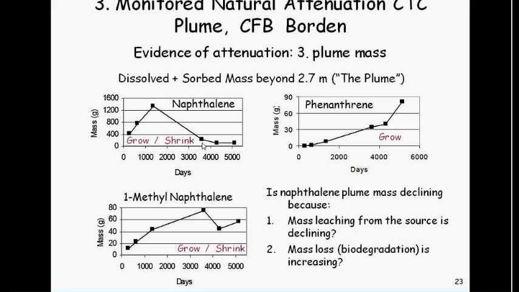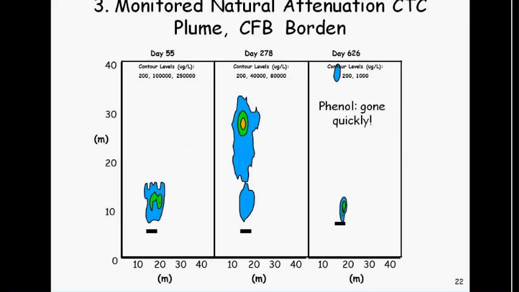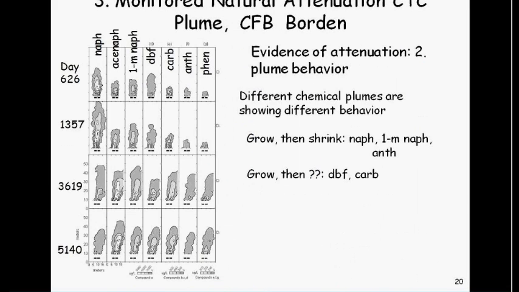So the naphthalene plume, is it declining because the mass leaching from the source is declining? Or is it because it's reactive? Those are really the 2 major ways to affect how much mass is in the plume. Either have less coming in from the source, or remove more from the plume itself. Would we expect mass from the source to be going down? Let's go back.